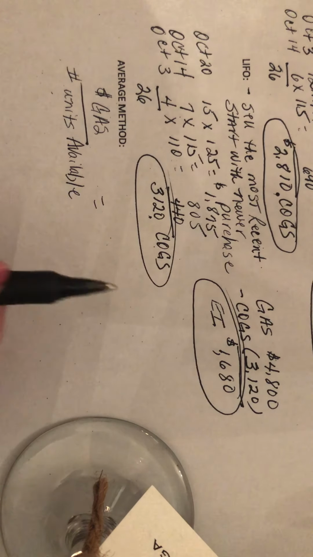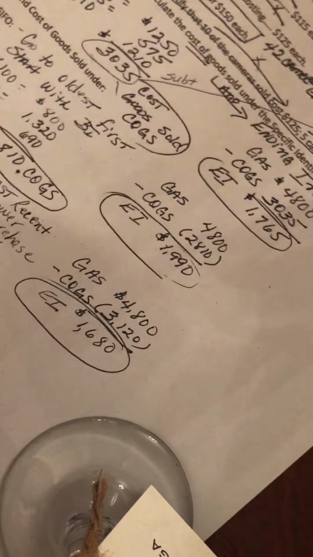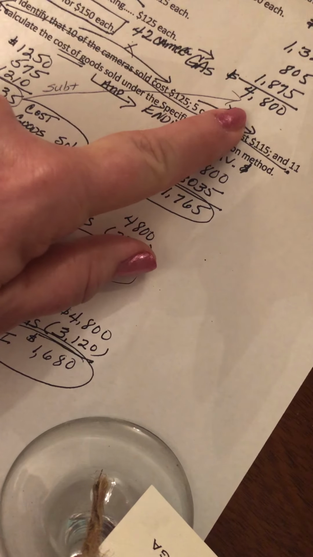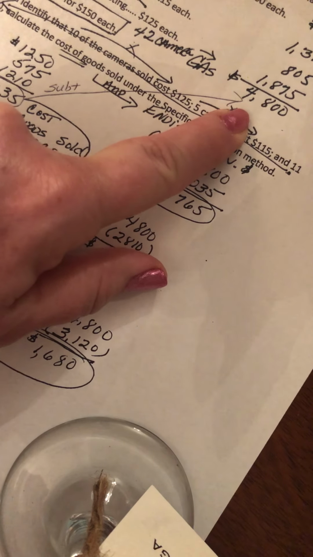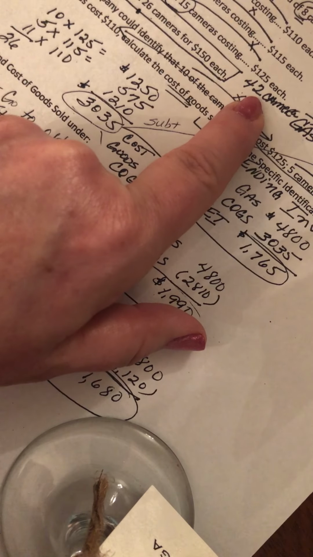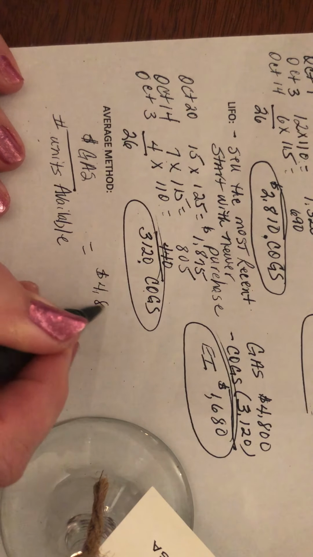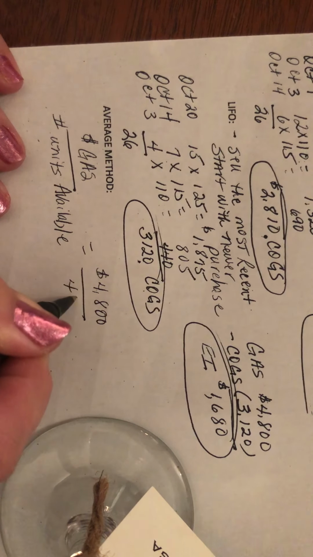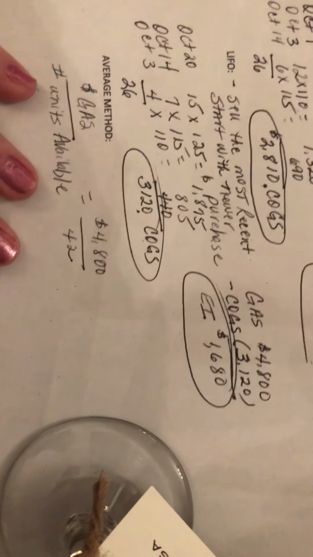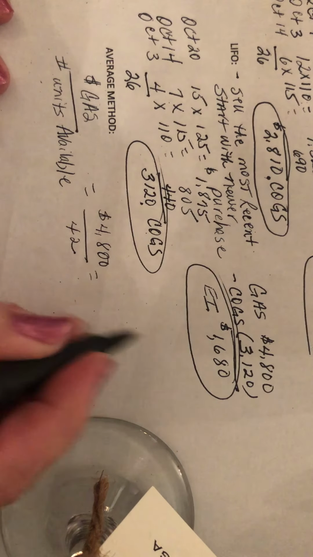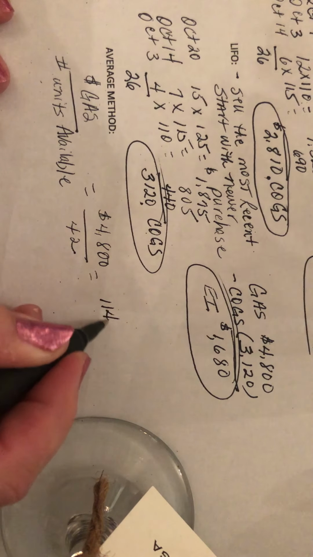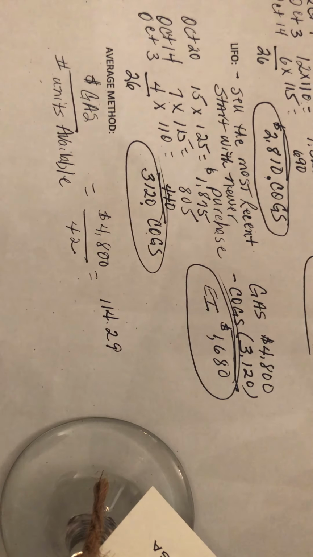Okay, goods available for sale, dollar amount, goes all the way up again to where we calculated it at the very beginning, 4,800. Number of cameras is 42. So we're going to divide 42 into 4,800. And what we do is get a cost for one camera. So we're averaging it out, whereas we had all those different costs. If you do the division and round it up, it comes out to be about $114.29. Okay.